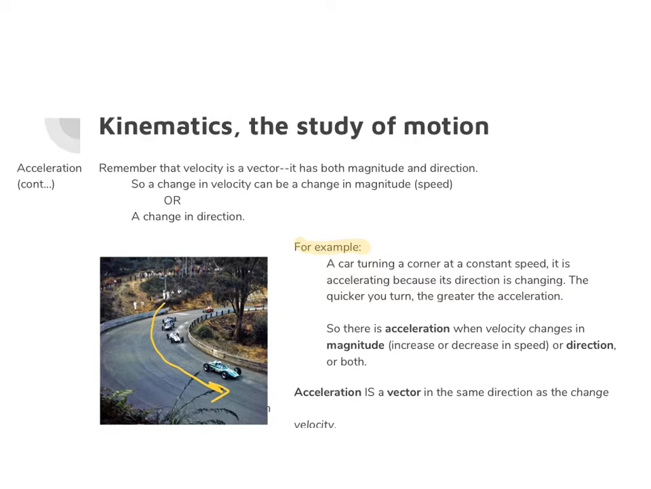So there is acceleration when velocity changes in magnitude, which is an increase or decrease in speed, or a change in direction, or both. If there's a change in both, obviously we have a change in acceleration. This all leads us to the fact that acceleration is a vector in the same direction as the change in velocity.